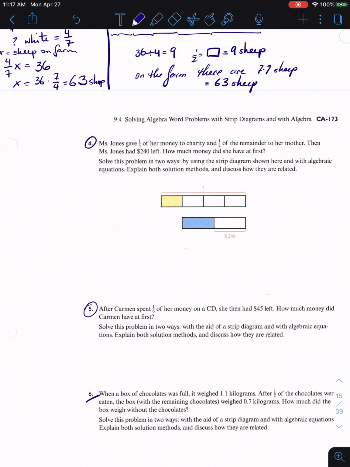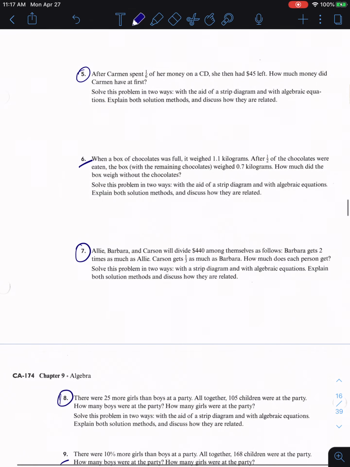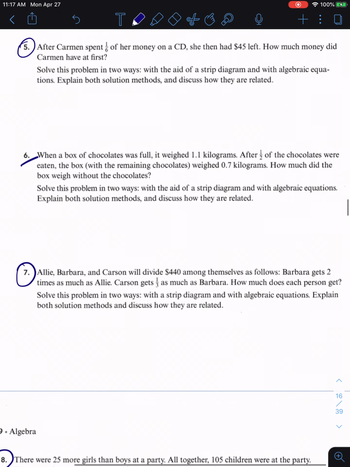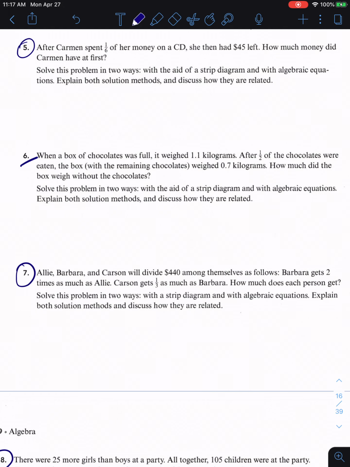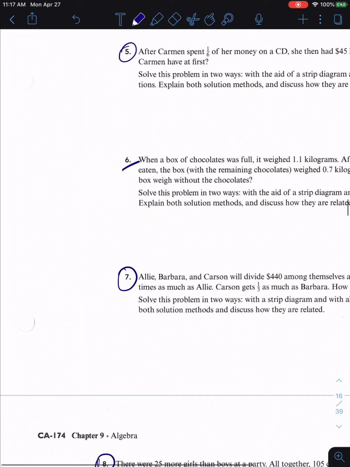So I'm going to leave 4 and 5 for you, but let's take a look at 6. When a box of chocolates was full, it weighed 1.1 kilograms. After half of the chocolates were eaten, the box with the remaining chocolates weighed 0.7 kilograms. How much did the box weigh without the chocolates? So use the strip diagram and some equations as well. So let's do the strip diagram first.